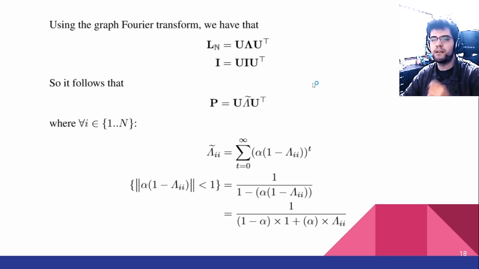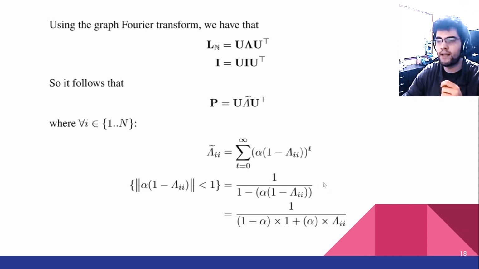And because the propagation matrix can be written as a power series, it turns out that we have this very nice representation in spectral format, as U lambda tilde U transpose. Well, the formula for the lambda tilde, which has diagonal entries, you can see right here: 1 over 1 minus alpha times 1 plus alpha times the original eigenvalue, okay?